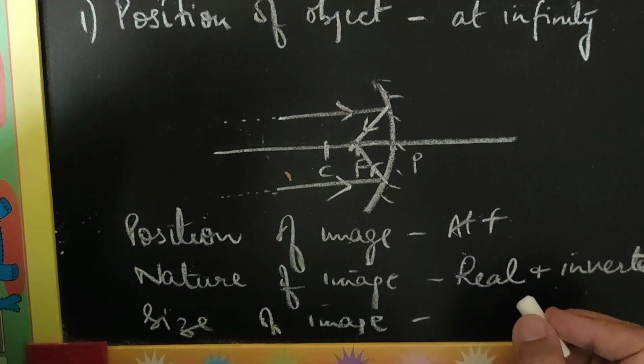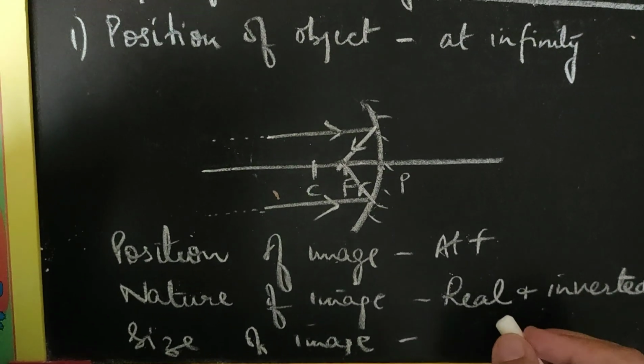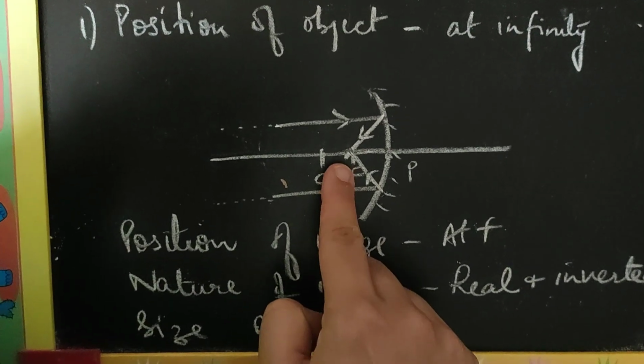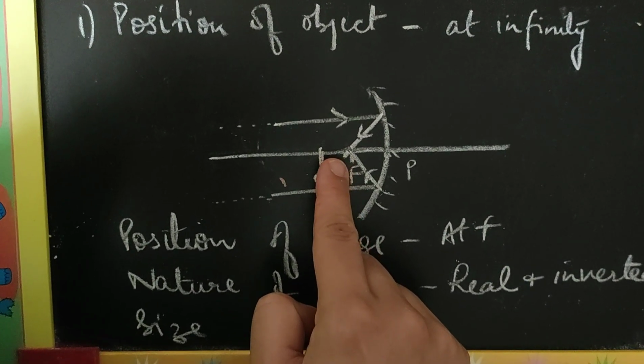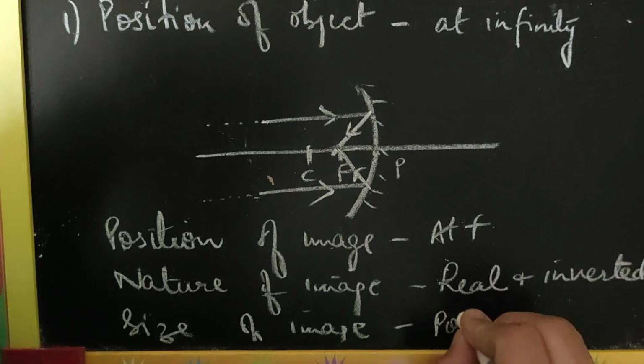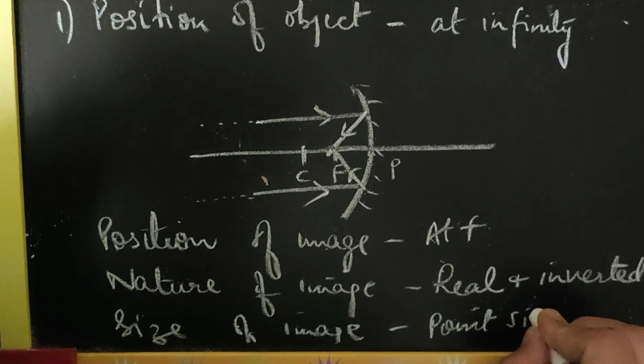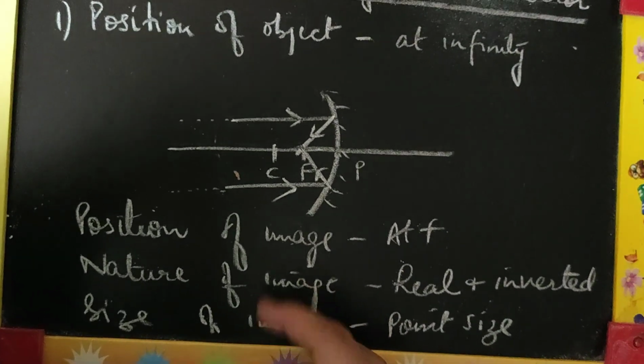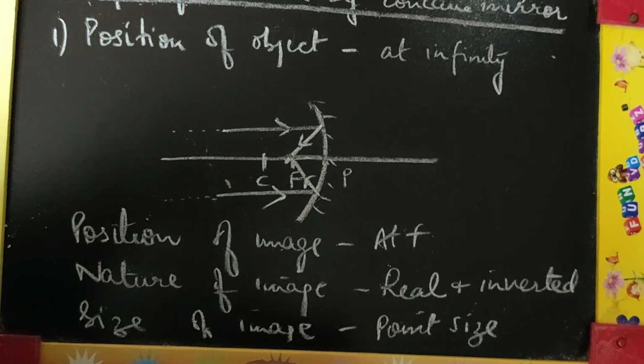And they are always erect. Virtual images are always erect. जैसी plane mirror में बनती है, virtual image always erect. And size of the image here you can see एक dot पे जाके focus हो रहा है. So point size, or you can say highly diminished. So these are the three characteristics of the image when the object is placed at infinity in front of a concave mirror.